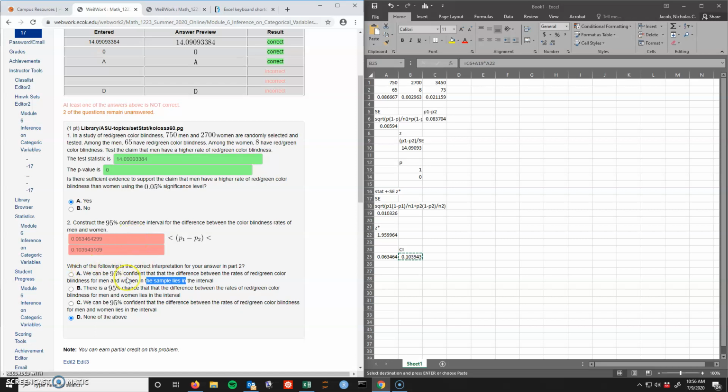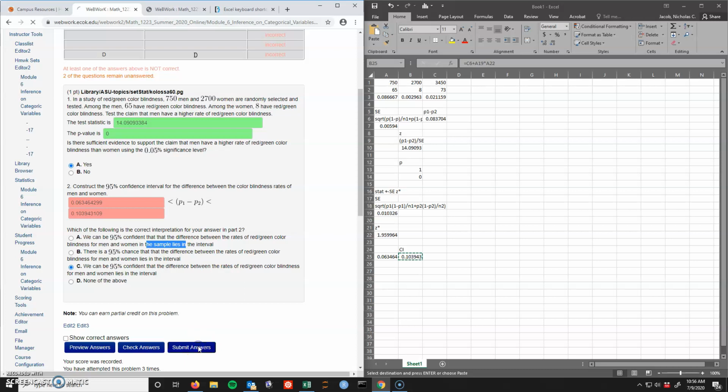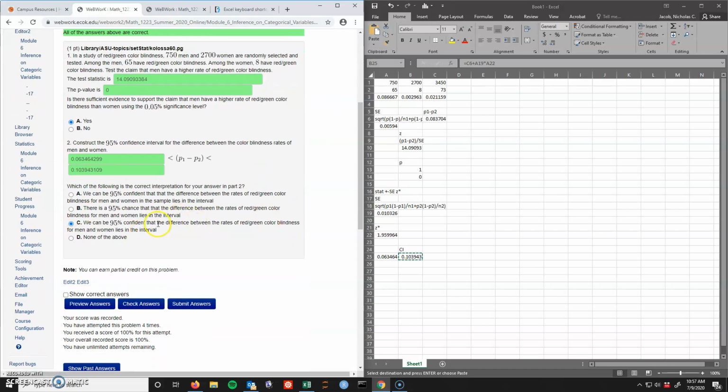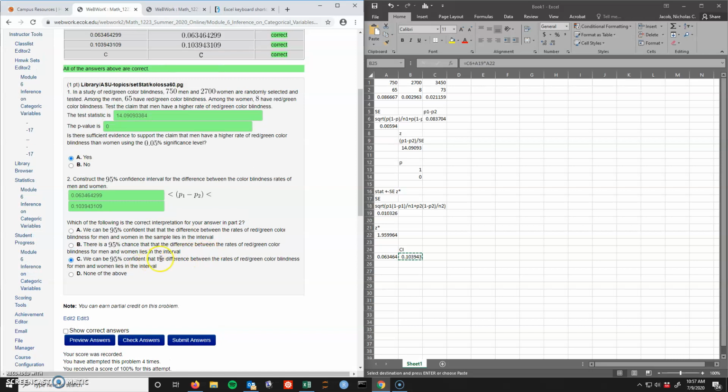So it can't be A. And then this thing about the 95% chance, we're not going to talk about chance here. We really want to talk about C here. That we're 95% confident. We're going to talk about confidence here with our confidence intervals. So let's see if we got all those right. We did. Okay. So we're 95% confident that the difference between the rates lie in this interval. We don't want to use that chance word.